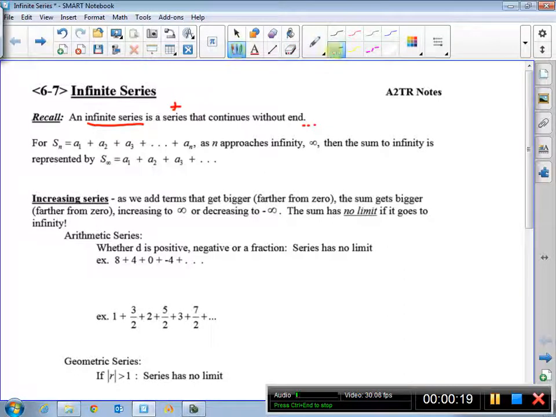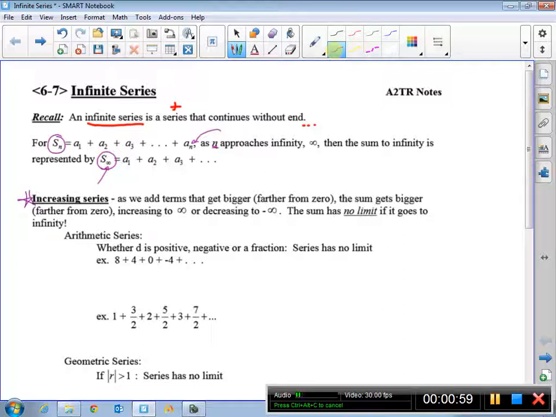Let me get a small pen here. For the sum of a series with n terms, a sub 1 plus a sub 2 plus a sub 3 all the way to a sub n. As n approaches infinity, meaning we're using millions and billions and trillions, infinite terms, it goes forever, then the sum to infinity would be, notice now that the subscript is infinity, a sub 1 plus a sub 2 plus a sub 3 plus dot, dot, dot, meaning that it goes without end.